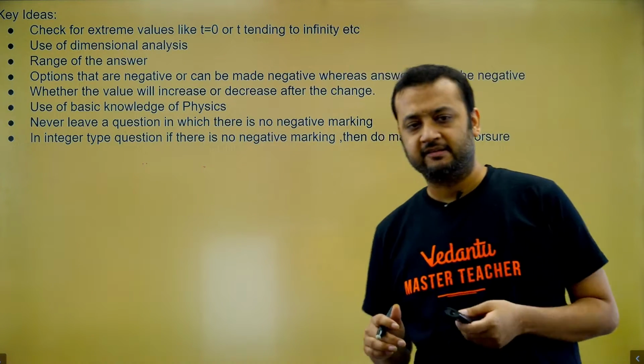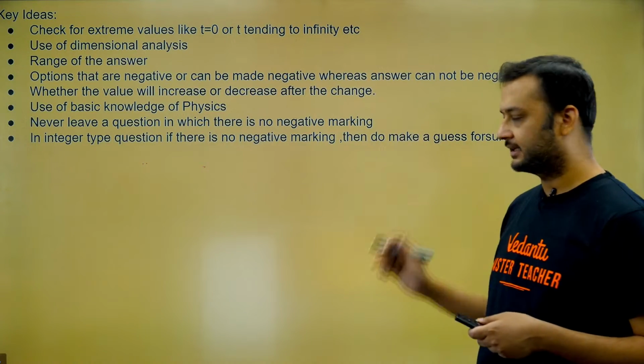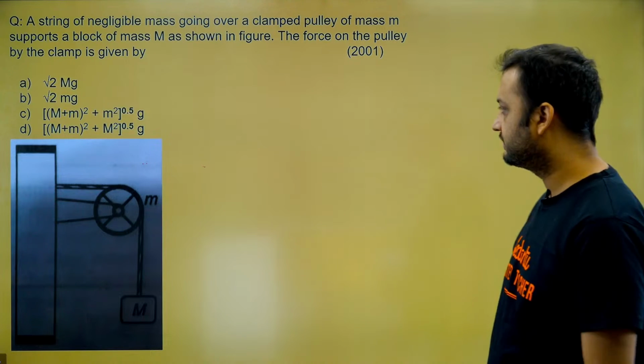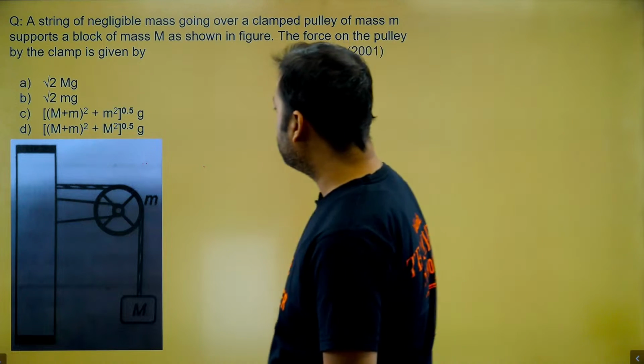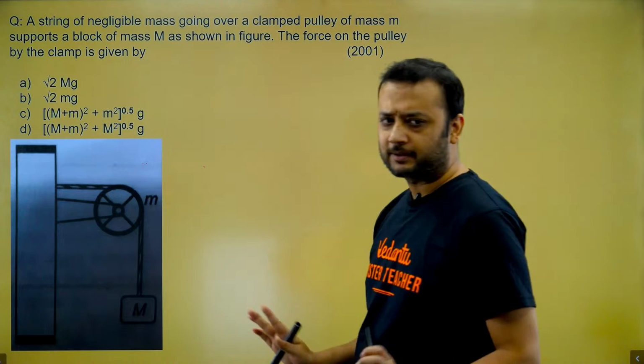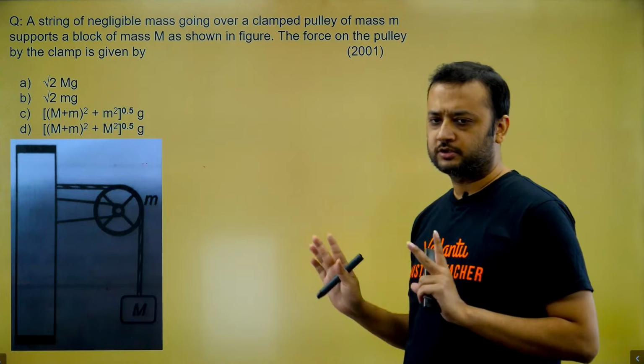And now let us see some of the questions which have been asked in JEE, and we will apply these techniques going ahead. So you can see the first question. This question was asked in JEE Advanced 2001. The question says that this is a pulley of mass small m. I will be applying just the shortcut techniques. I will not do this by proper physics.